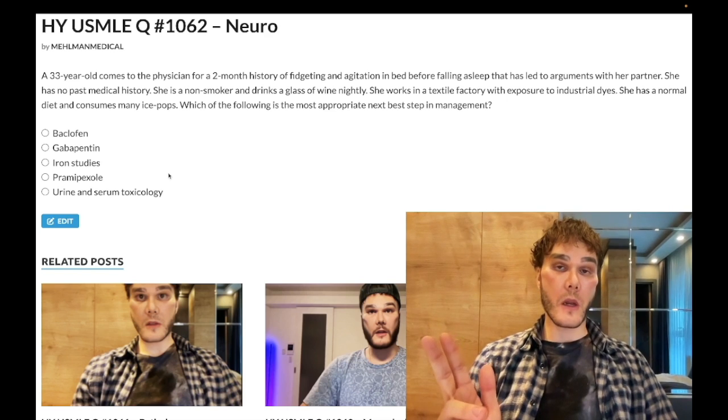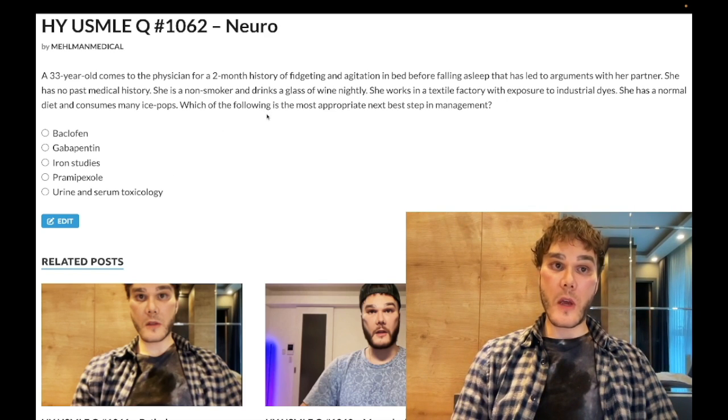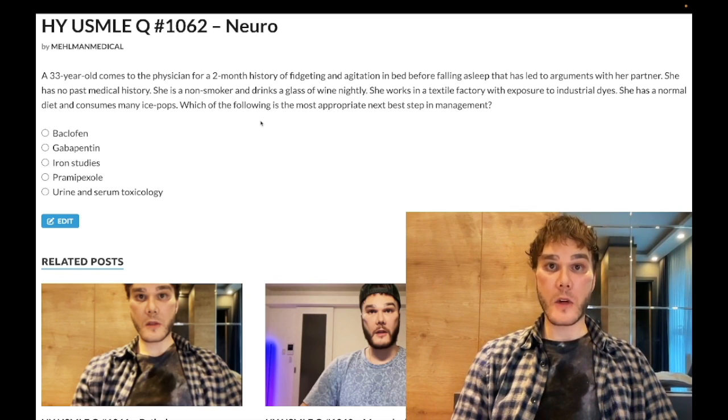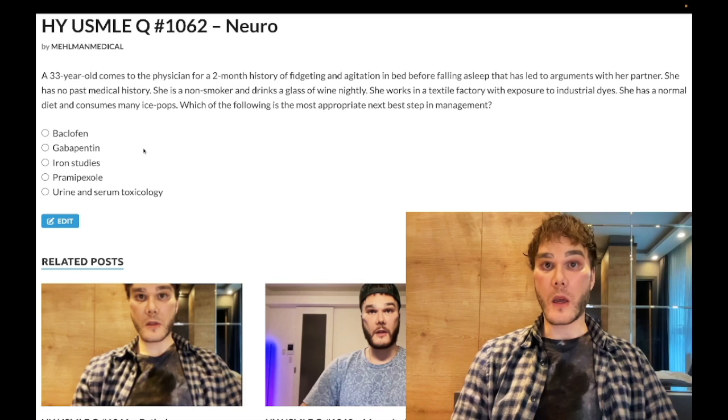And this isn't my opinion. I've seen it on one of the NBME forms. What they're going to do is say, in addition to gabapentin, which of the following is the most appropriate next step in pharmacologic management? And the answer is just ropinirole or pramipexole. Gabapentin, wrong fucking answer.